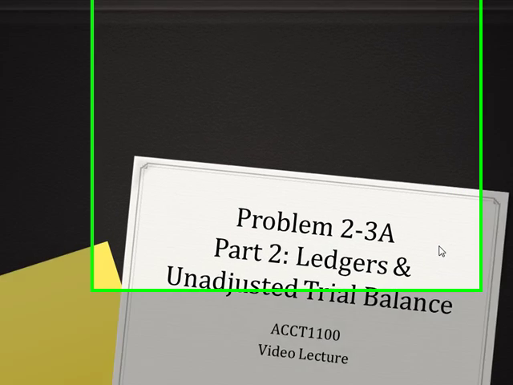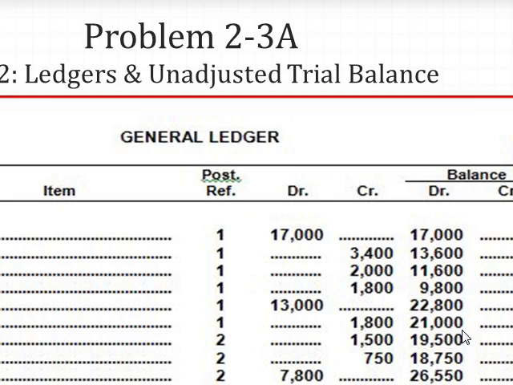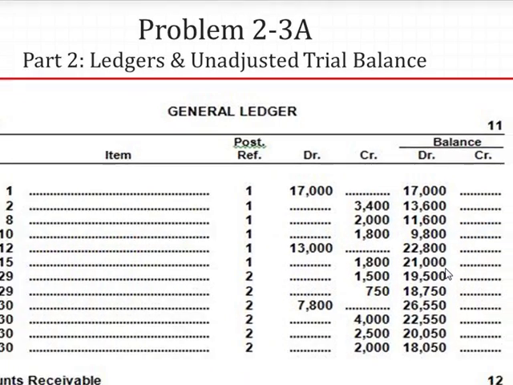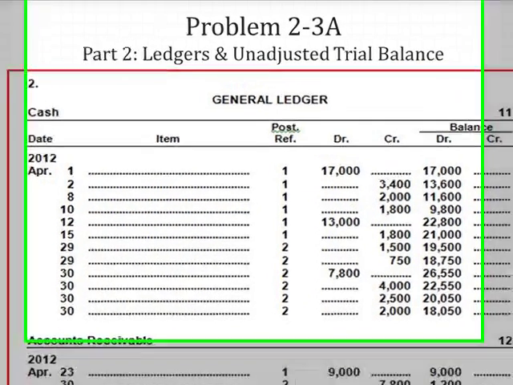Problem 23A, Part 2, Ledgers and Unadjusted Trial Balance. Previously in this problem, we recorded the journal entries for the transactions that happened in April. And what we're now going to do is transfer the journal entries to the ledger so we can get a final balance for each and every account so we can then build the unadjusted trial balance.